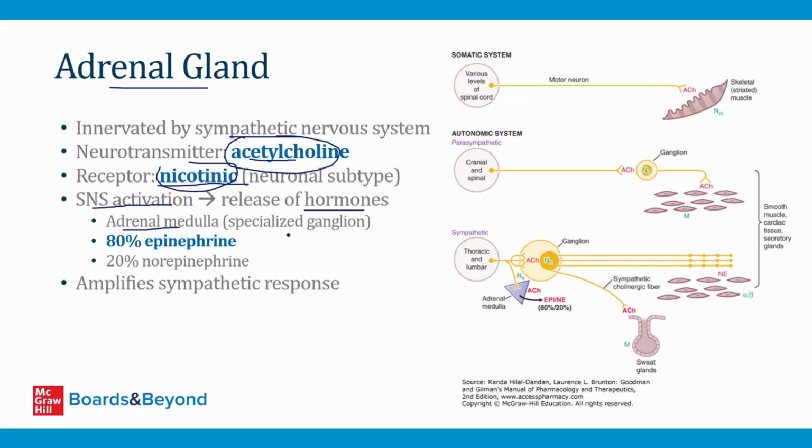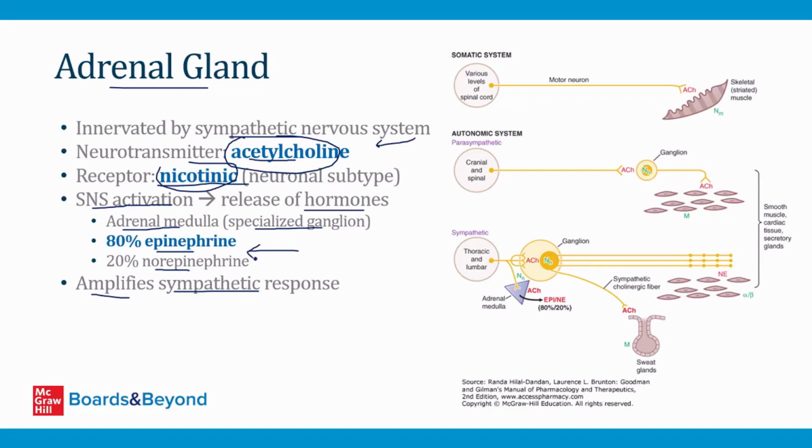Basically, you can think of the adrenal medulla as a specialized ganglion. It's not per se a ganglion, it's not a collection of neurons, but it behaves like the ganglia do, and that's why acetylcholine on nicotinic receptors is what activates the adrenal medulla. When the adrenal medulla gets activated, it's going to produce mostly epinephrine, about 80%, but also a little bit of norepinephrine, and it's going to release these substances into the bloodstream, and they're going to circulate throughout the body, and this is part of how the sympathetic nervous system response gets amplified by these hormones being released by the adrenal gland into circulation.